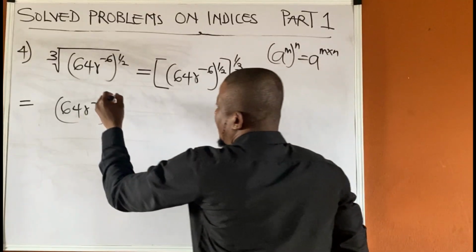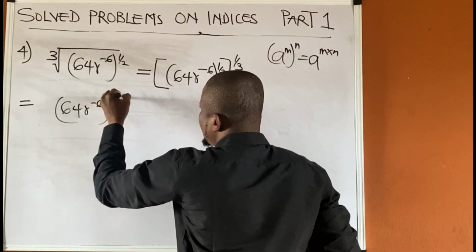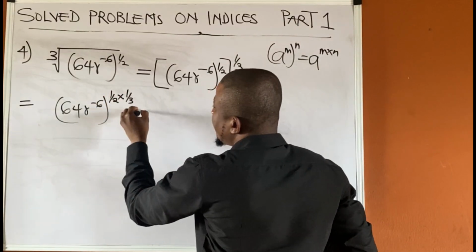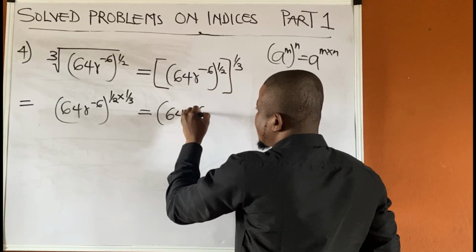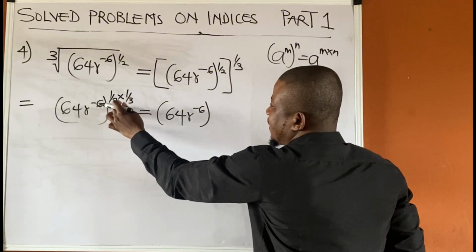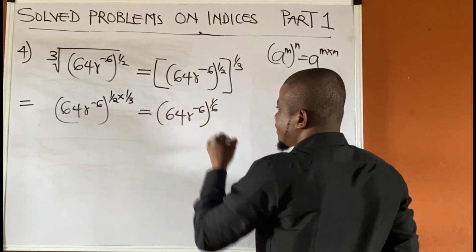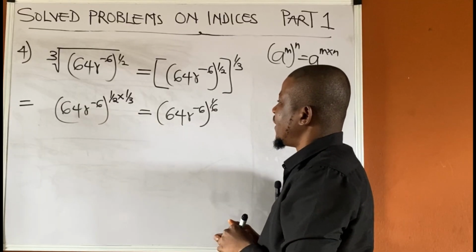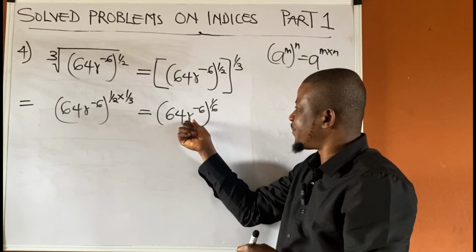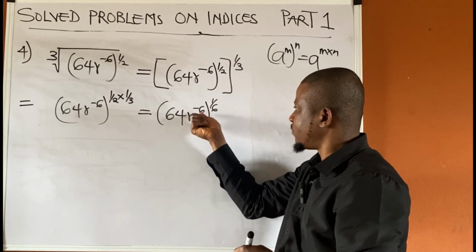So let me multiply the two powers. This is 1 over 2 times 1 over 3, and this gives us 64r minus 6 to power 1 over 6. Now, I can't just take the power law here, just this and this.